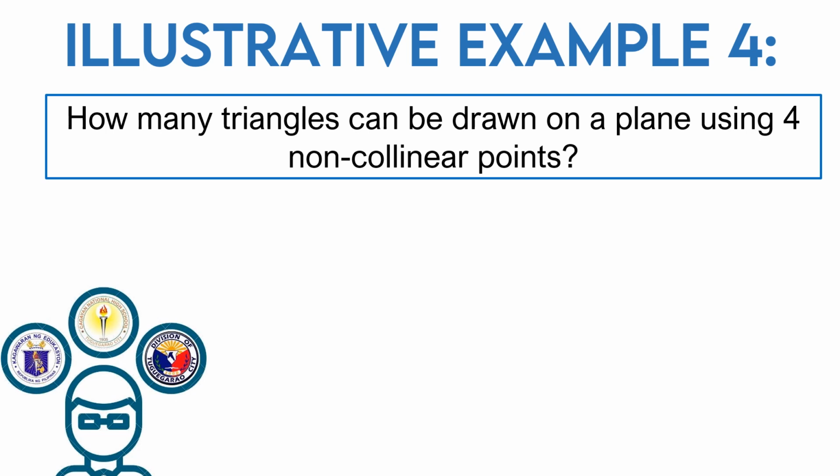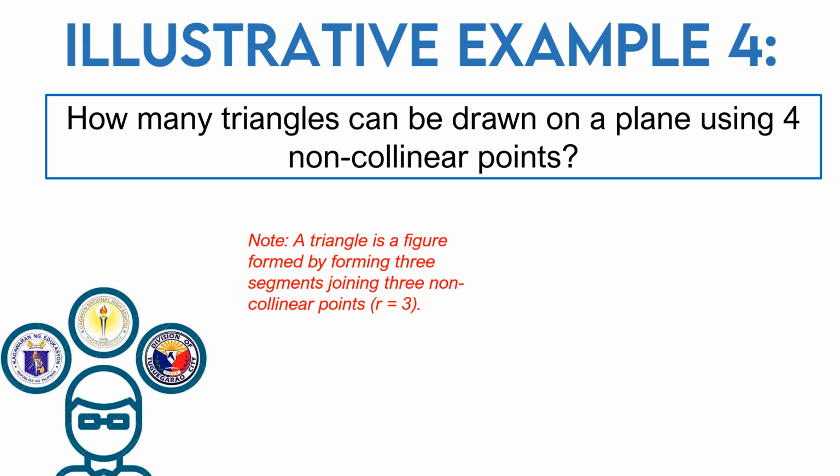Let's have the fourth example. How many triangles can be drawn on a plane using 4 non-collinear points? Again, I have a note here. A triangle is a geometric figure formed by 3 segments joining 3 non-collinear points. So our r here would be 3, and we are going to choose 3 points from 4 non-collinear points. So this is also an example of a combination problem.